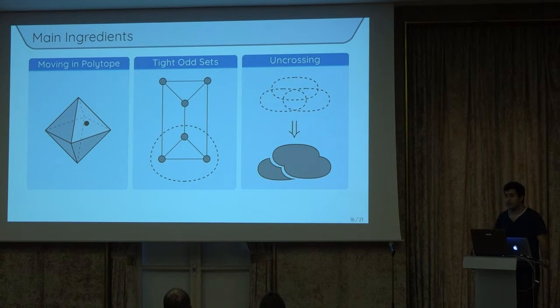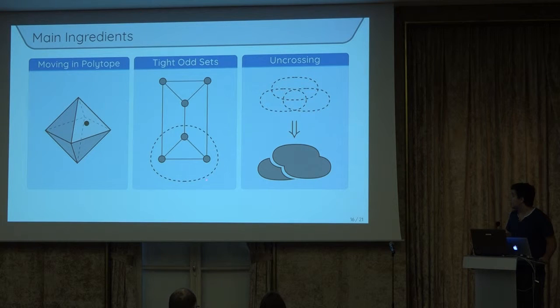So I won't have time to describe all pieces of the algorithm, but this is an overview of it. Remember that in the bipartite case, we were moving inside the polytope to lower dimensional faces. So we still have to do the same thing, but now this moving is a little bit more tricky, and I'll go over that. Once you move into lower dimensional faces, you have to find these odd sets that you've made tight, right? So that's the second piece of the algorithm.